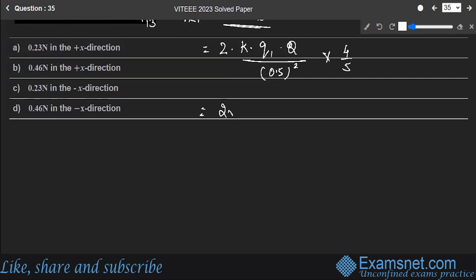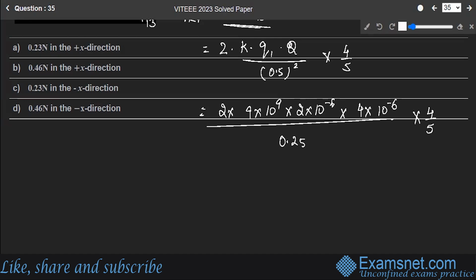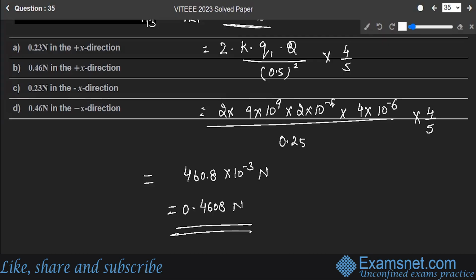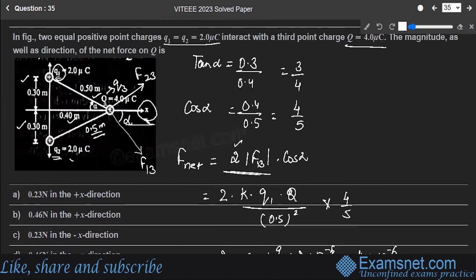So now this is equal to 2 into 9 into 10 power 9. First charge 2 microcoulomb, so 2 into 10 power minus 6. The capital charge is 4 microcoulomb, so 4 into 10 power minus 6. This is divided by 0.25, multiplied by 4 by 5. Okay. Now solving this one will give you 460.8 into 10 power minus 3 Newton, or this is equal to 0.4608 Newton. In the direction, of course, this is direction X for it. So you have option B as the correct answer to the question.